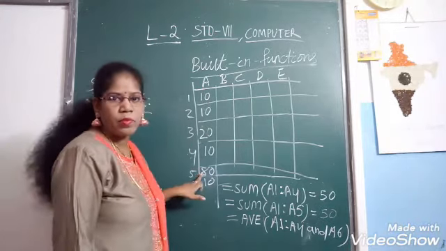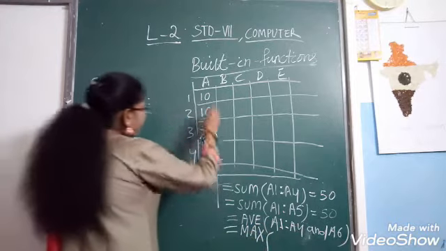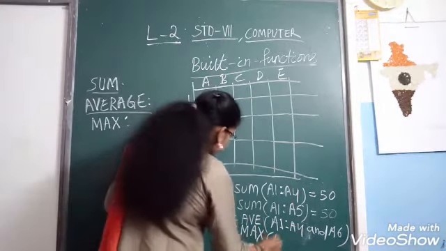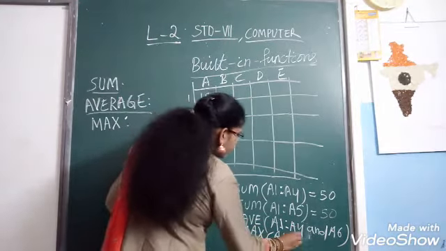So in that case, you can use the built-in function equal to MAX. You can write down MAX, then A1 to A6. Then press enter. And what will it do? It will display which is the maximum. From here, which is the maximum? 80. Then you will get the answer 80.